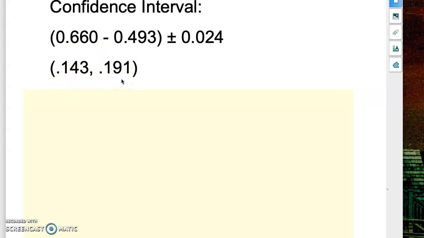So this is saying that when males have female passengers in their car, the proportion of times they'll be wearing their seatbelts is higher by somewhere between 14.3% and 19.1%. We're 95% confident that the actual value is in this interval. Therefore, we are confident that there is a difference.